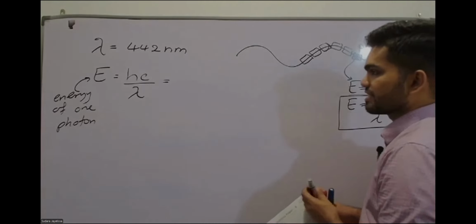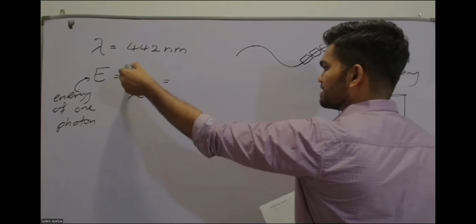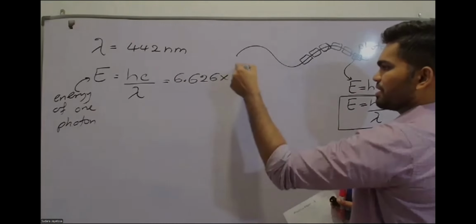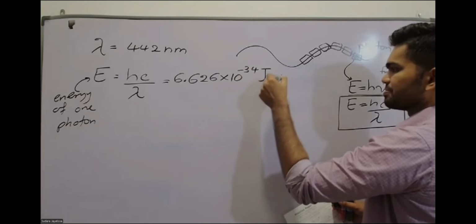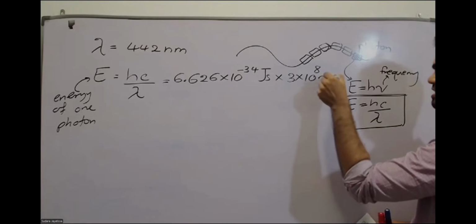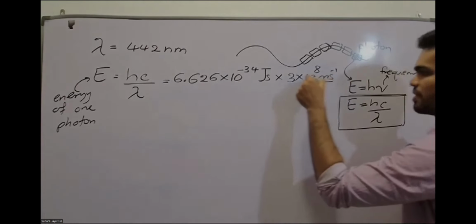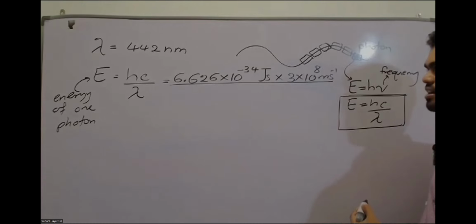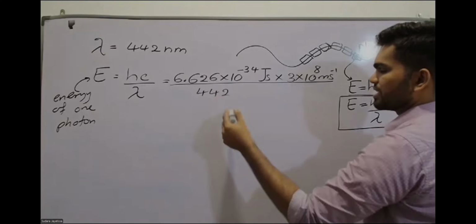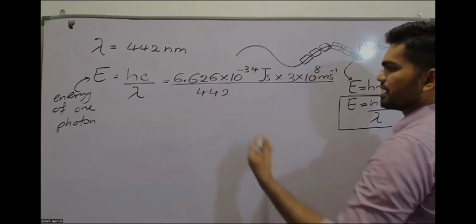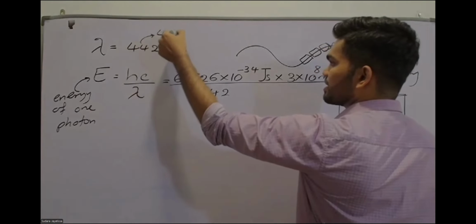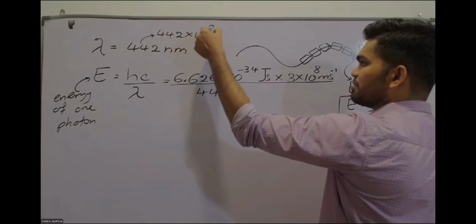Let's apply the unit sense and value sense. h is the Planck constant, the value is 6.626 into 10 to the power minus 34 joule seconds. And c is the speed of light, 3 into 10 to the power 8 meters per second. Then you have to divide that by the wavelength, 442 nanometers, which you have to convert into meters: 442 into 10 to the power minus 9 meters.